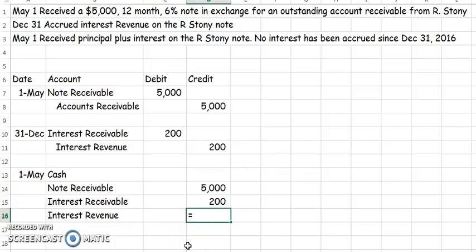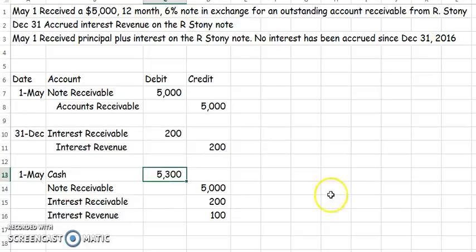So I'm going to say 5,000 times 6% times 4 divided by 12. And when I put in my equal sign, it will tell me how much that is, $100. So if I add these 3 numbers together, I'll find out how much cash I need to receive to settle this note. So it should be $5,300.